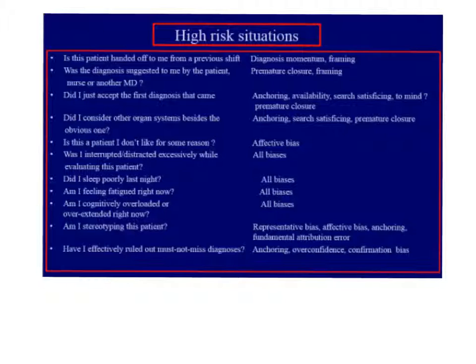In that case, framing can also occur, or you could have premature closure. So maybe you didn't look at all of the options before you came to a conclusion. Did you accept the first diagnosis that came in? This is anchoring, and it could be premature closure. Did you consider other organ systems besides the obvious organ systems? Is this a patient I don't like for some reason? So maybe this is an affective bias. Could be a visceral bias as well.